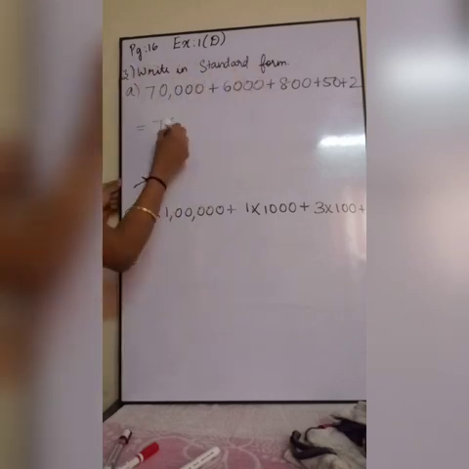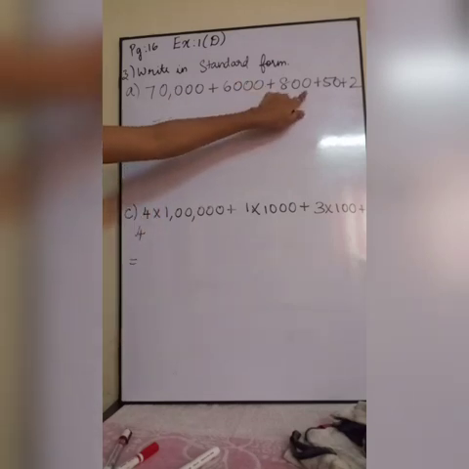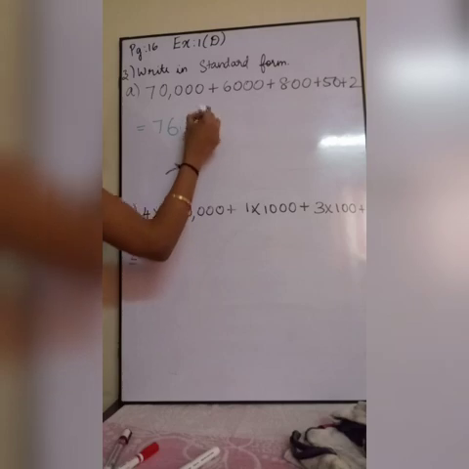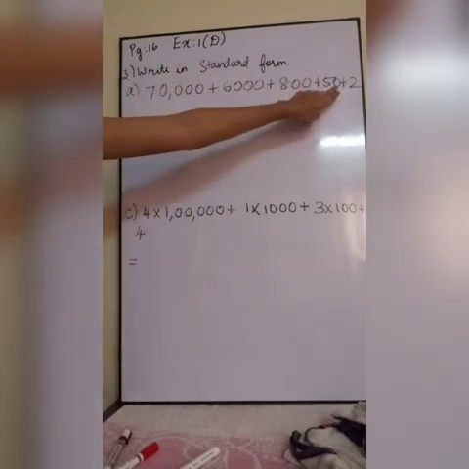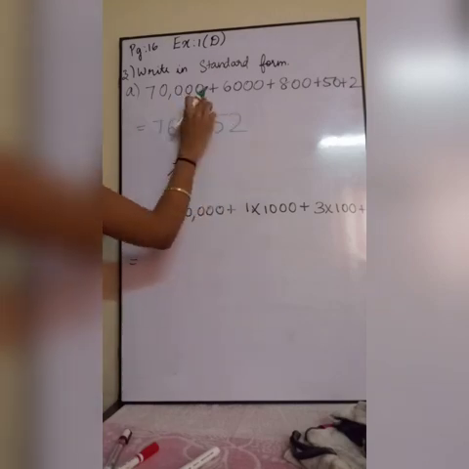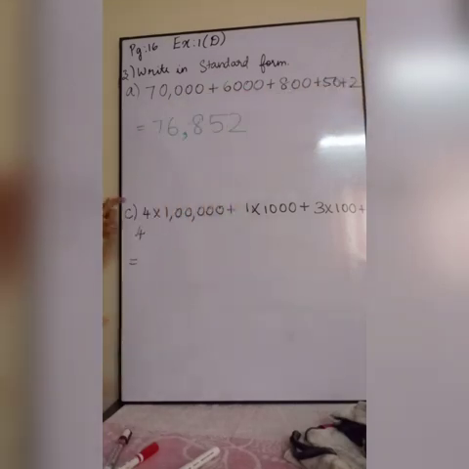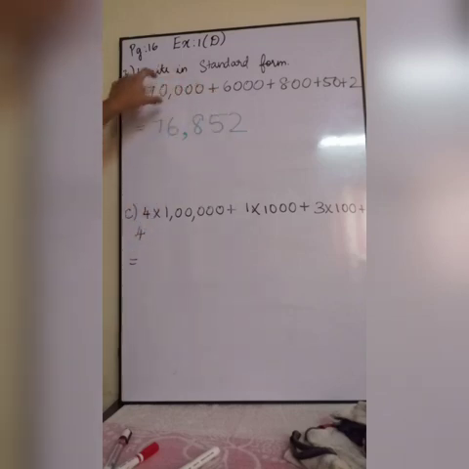So I can write 6 as such. Then after that, 3 digits should be there. There are 3 digits, so I am writing 8. After that, 2 digits are there, so I am writing 5. After that, 1 digit. 5 digit, 4 digit, 3 digit, 2 digit, 1 digit. So I am writing as such. So this is my short form or standard form for this expanded form.